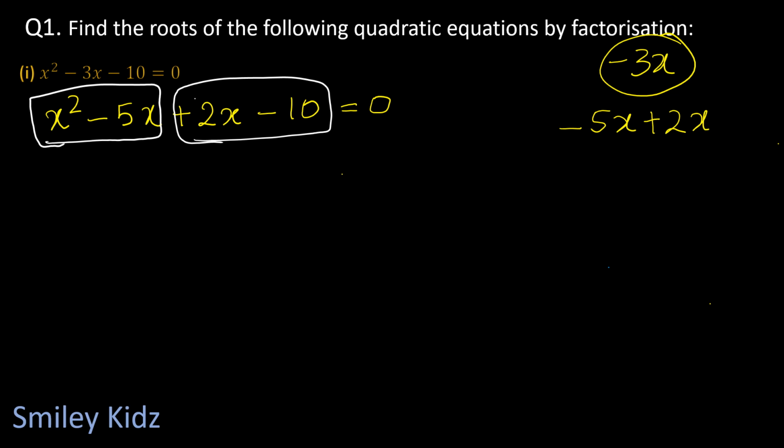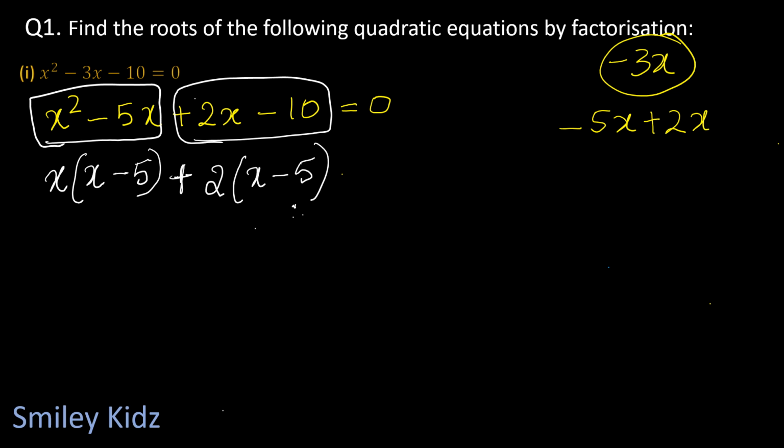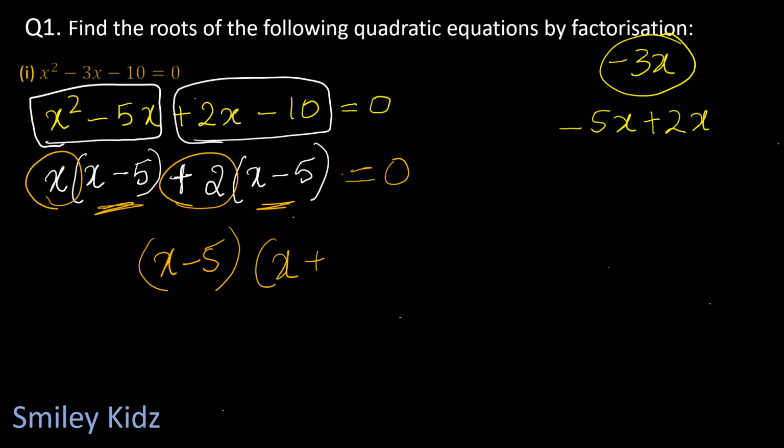Now, in the first set, we have x squared minus 5x. Out of x squared minus 5x, I'm going to take x common. I'll be left out with x minus 5 in the brackets, isn't it? Then, in the second set, I'm going to take 2 common out of it. So, I'll be left out with x minus 5 in the brackets. And if you observe, x minus 5 is common in both the sets. X minus 5 and x minus 5. So, I'm going to take out x minus 5 common and we're left out with x plus 2. So x minus 5 times x plus 2 equals to 0.